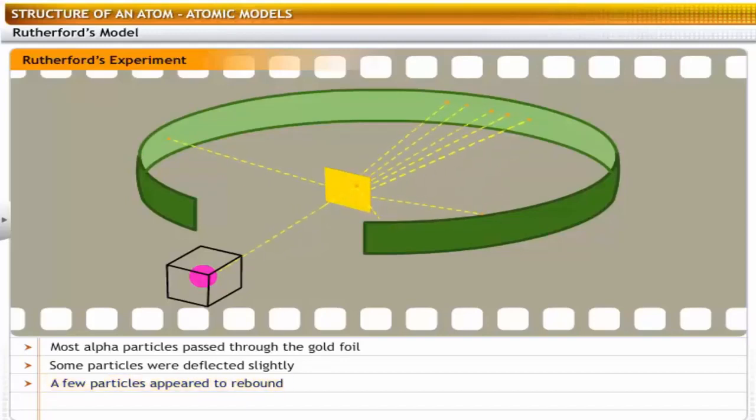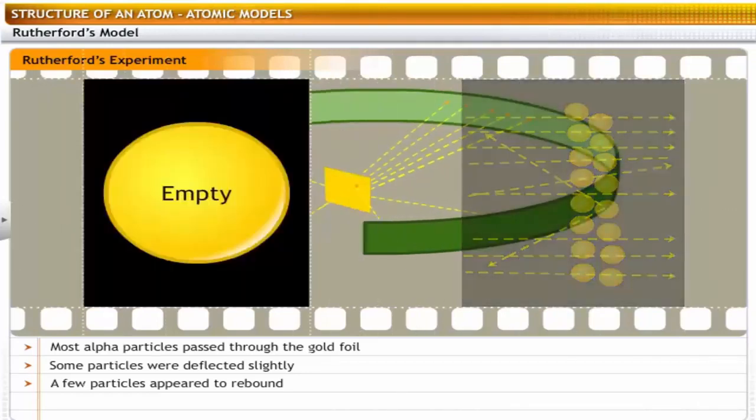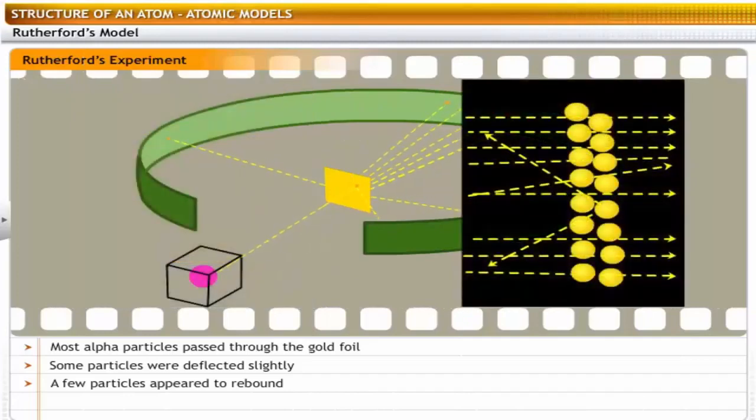Based on these observations, Rutherford concluded that most of the space inside an atom is empty, as most of the alpha particles pass through the foil without getting deflected. Very few particles were deflected from their path. This deflection was caused by the repulsive force of the positive charge in the atom. The positive charge was concentrated in a small area within the atom and was not spread throughout the atom as Thomson had proposed.